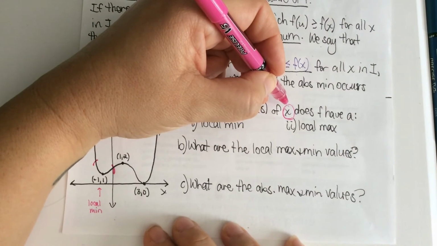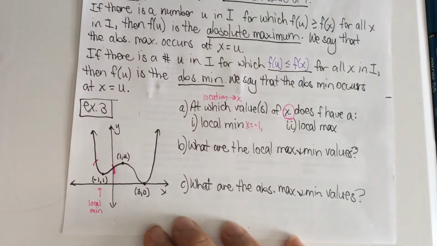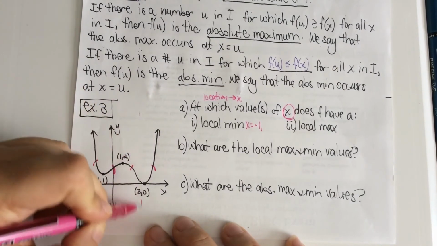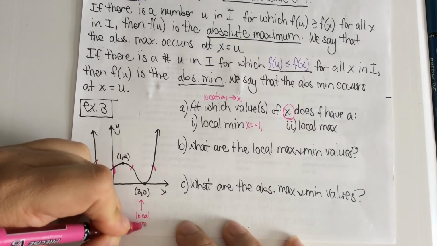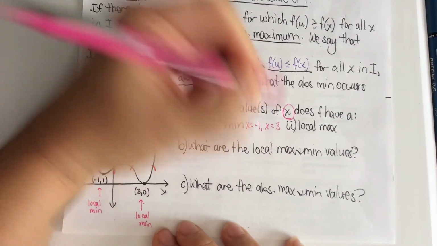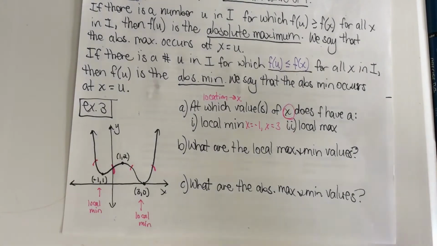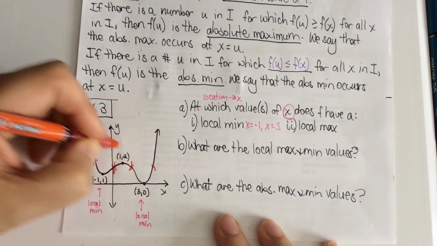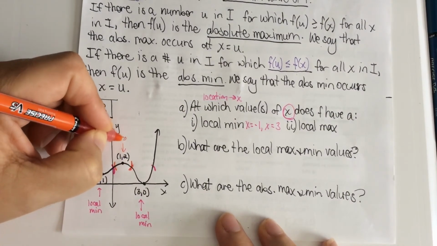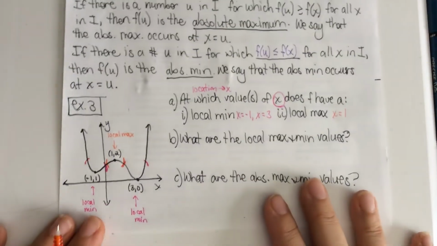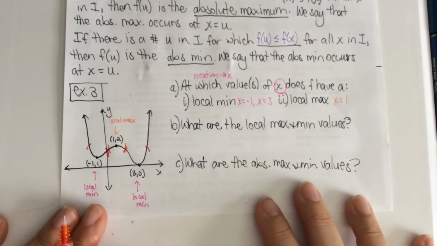At which x value does it occur? X equals -1. There's another region of the graph right here where this is also a local min. It is the lowest point. At which x value does that occur? X equals 3. And then there's another point in here where I look at a small region of the graph where that is the highest point. So that is called a local max, and it occurs when x equals 1.